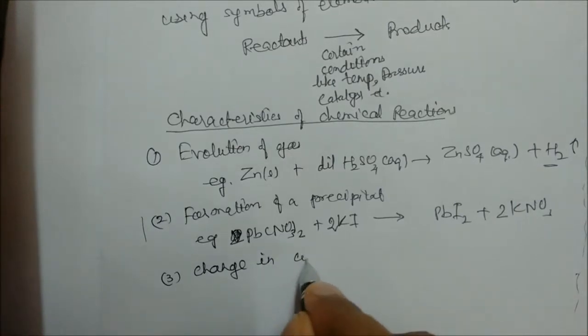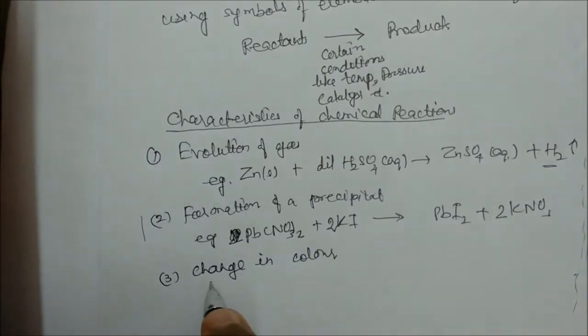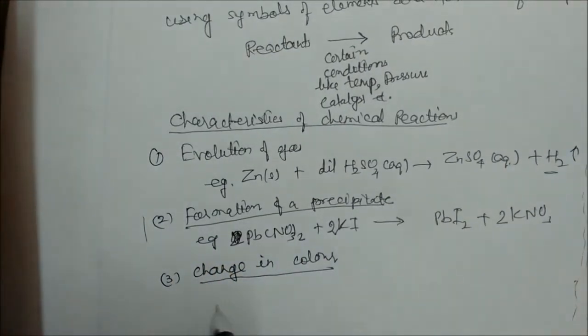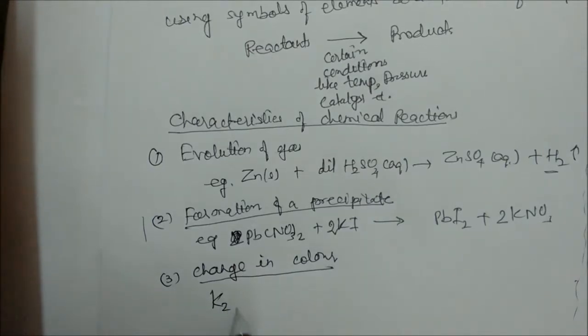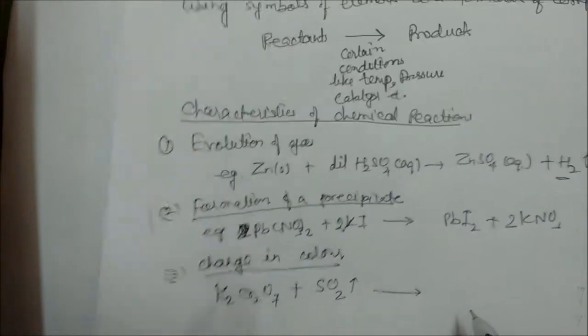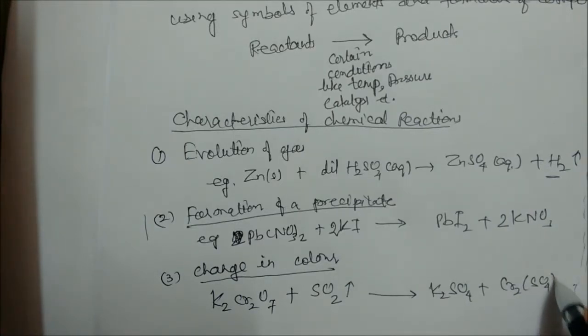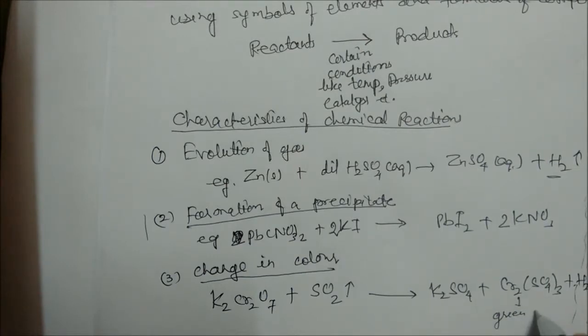Now third, change in color. So take here potassium dichromate plus SO2. SO2 is a gas. It will give you K2SO4, Cr2(SO4)3 plus water. Okay, so this is green in color. Chromium sulfate is green in color. So here you can see the color change also.